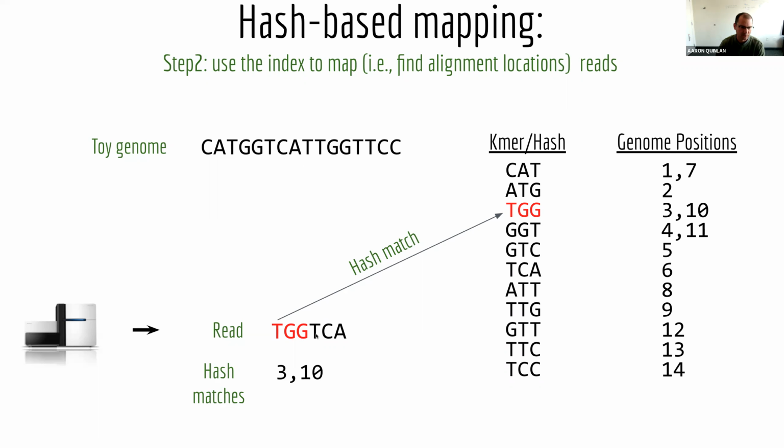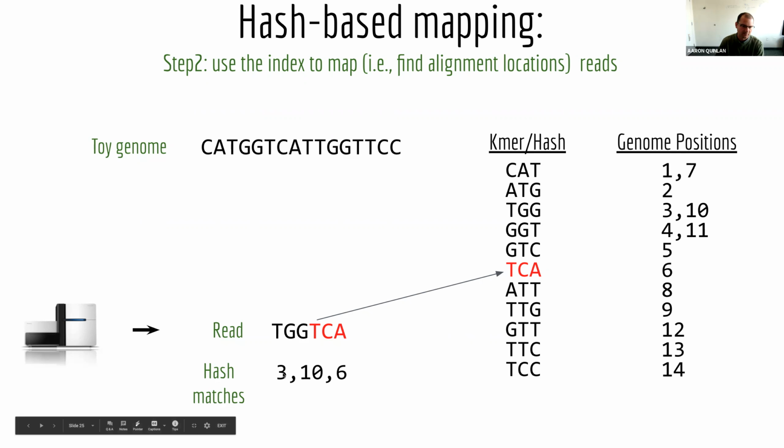For simplicity, I'm just going to skip to the next k-mer that starts at TCA. I'm not going to do it from each position. Then what I can see is TCA starts at position 6. That's interesting, because if I have a candidate that starts at position 3 for the first k-mer, and I know that my length k is equal to 3, and I see this other k-mer TCA starts at position 6, well, position 6 is 3 nucleotides away from position 3.